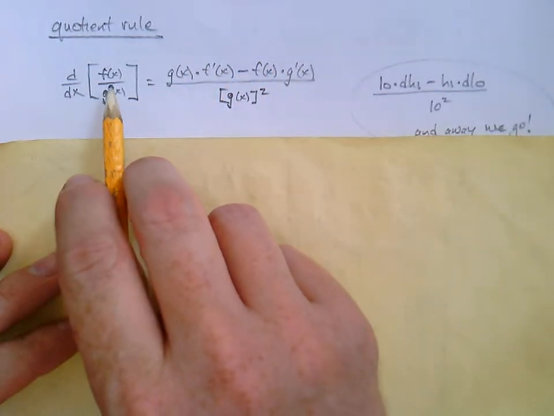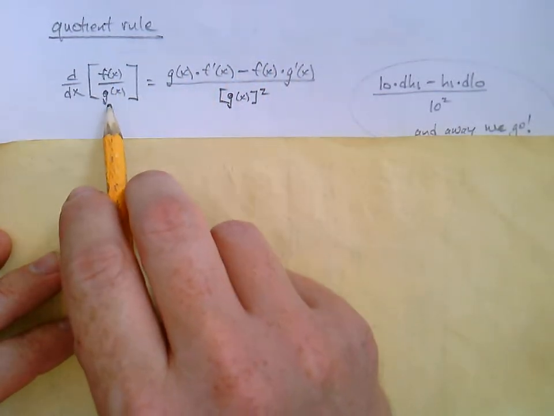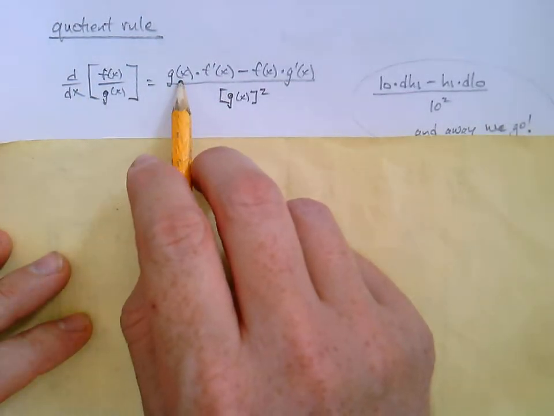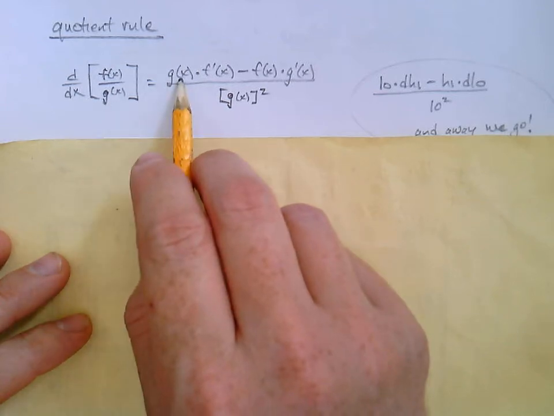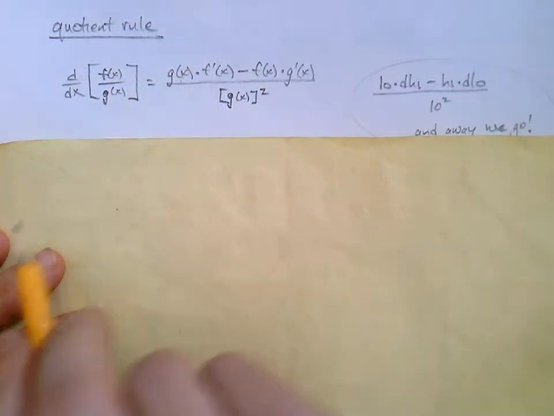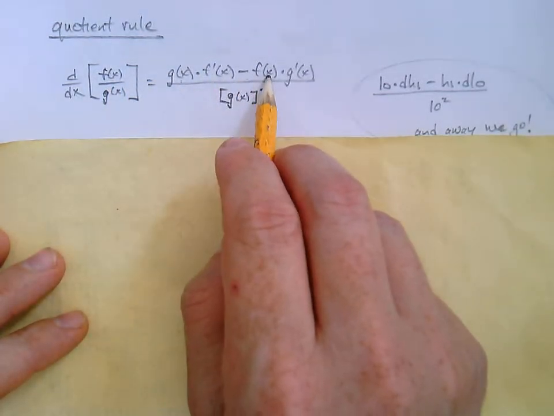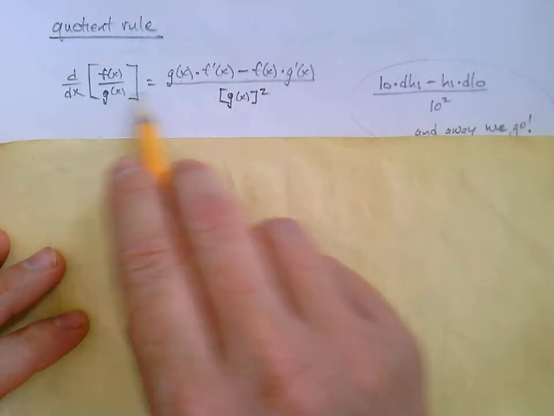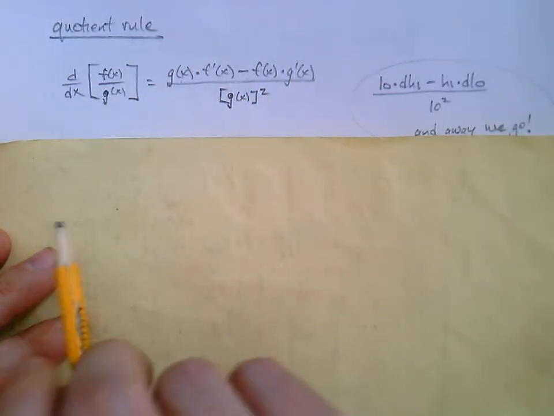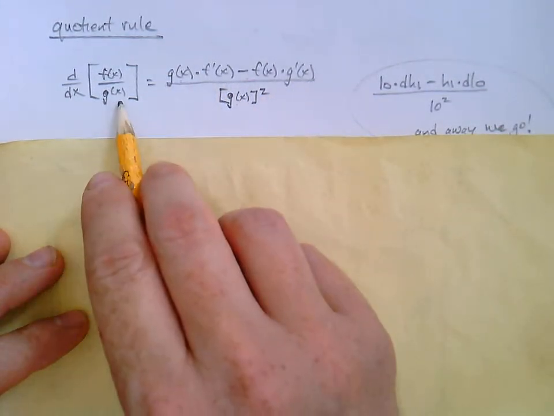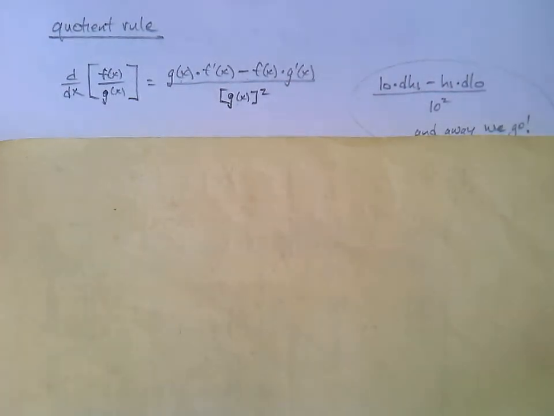So think of it not so much as f and g, but high and low. All right. So we're going to begin with the g of x, the low, times f prime of x, the derivative of the high, minus f of x, just copy there, times the derivative of g, derivative of the low, and then that whole thing gets divided by g of x, the original g of x squared. Now that is very strange.